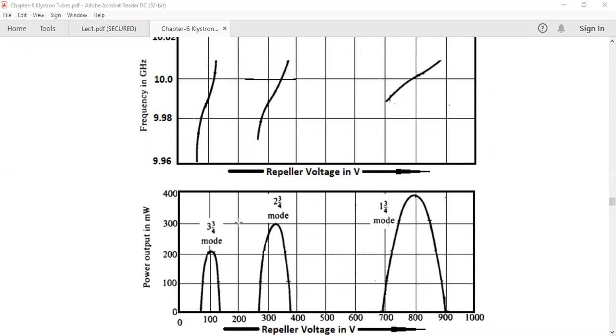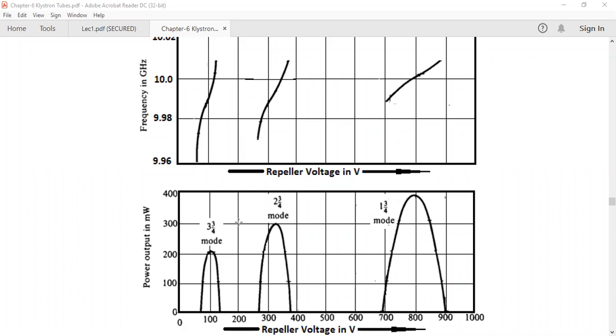So the minimum mode is the 1 3/4 mode. That means 1 3/4 cycles are required to form the electron bunch, which we can see already in our Applegate diagram. Okay, that also you need to draw. For explanation, you can use the Applegate diagram, and you can also draw this output power and show that the modes of operation depend upon the repeller voltage.